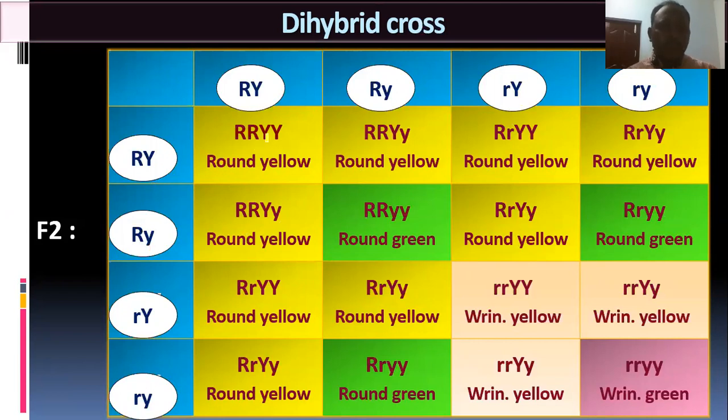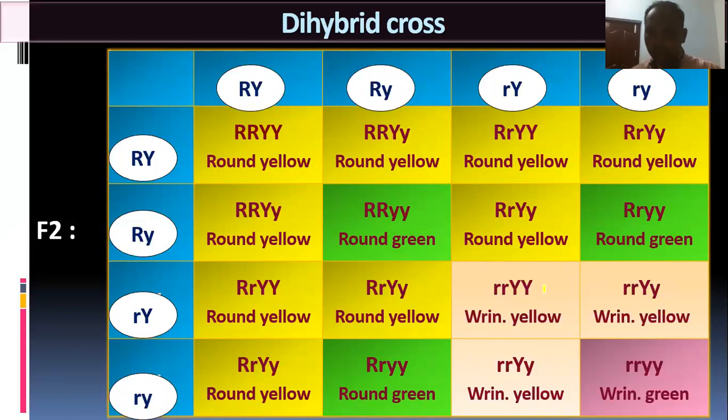Here all are dominant, so capital R, round shape, yellow color. In these, one is homozygous and another is heterozygous, round yellow. Here also one is heterozygous, one is homozygous, round yellow. This also round yellow, this also round yellow. This one is round green, but both are homozygous, one homozygous dominant and another homozygous recessive. And here also round yellow, round green, and round yellow.